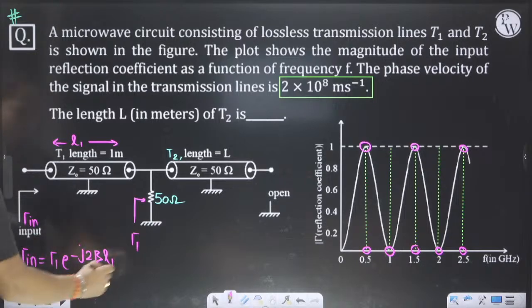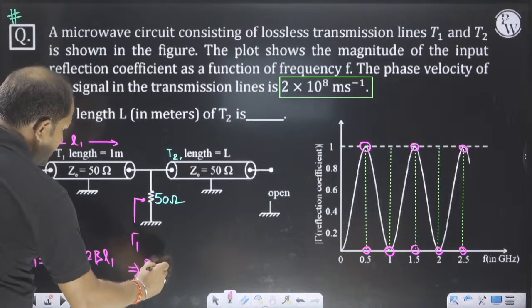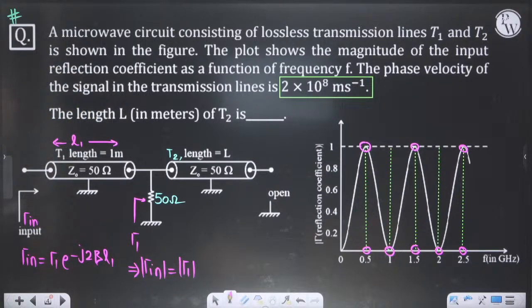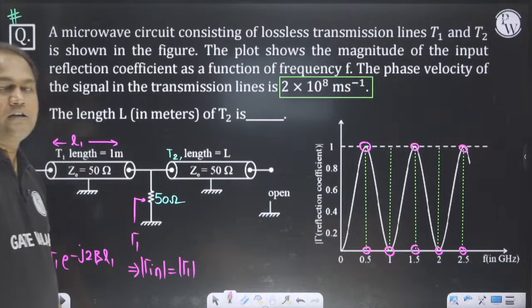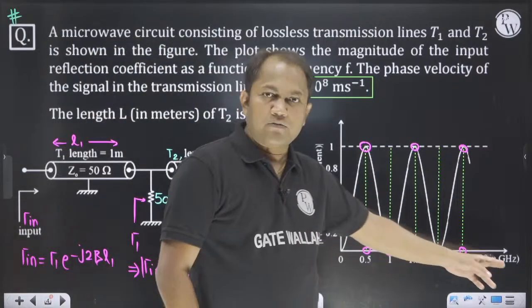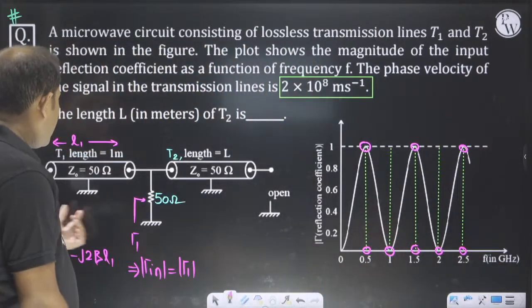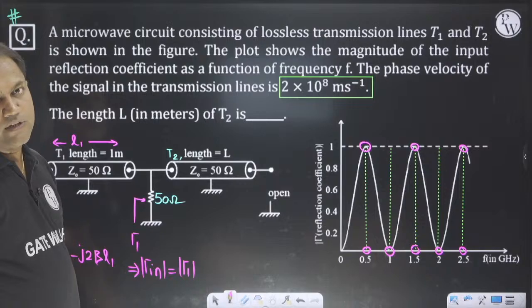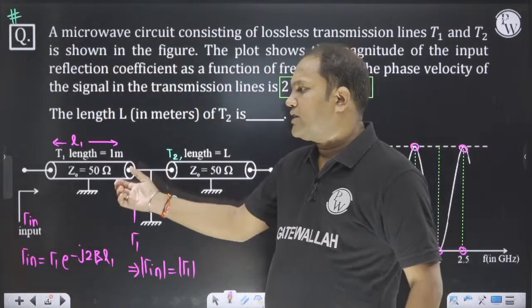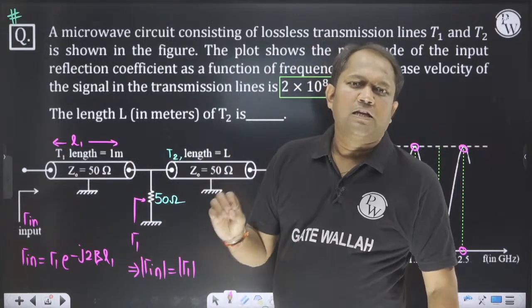And if I ask what is the magnitude of the input reflection coefficient, you will say the magnitude of gamma 1 and the magnitude of gamma are both the same. So the magnitude of the reflection coefficient here and here are both the same. There is no change in the magnitude of the reflection coefficient in terms of frequency. So this length is just a simple connection, and there is no need to know anything about this length.